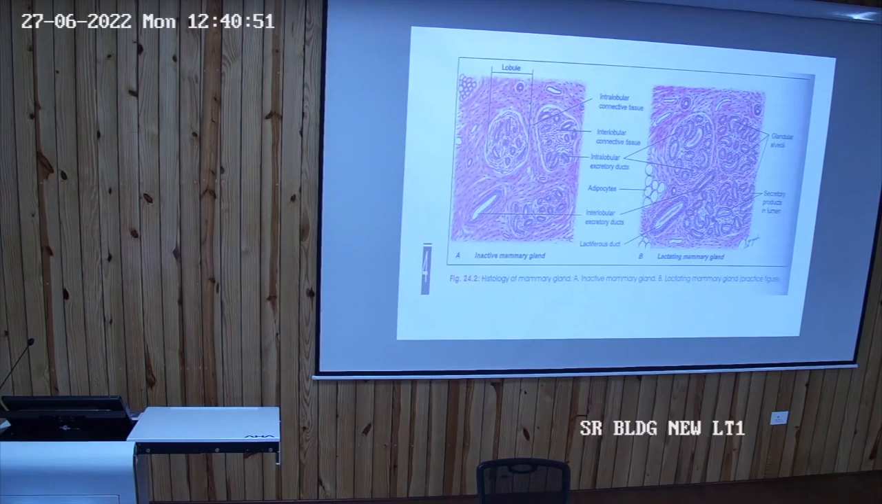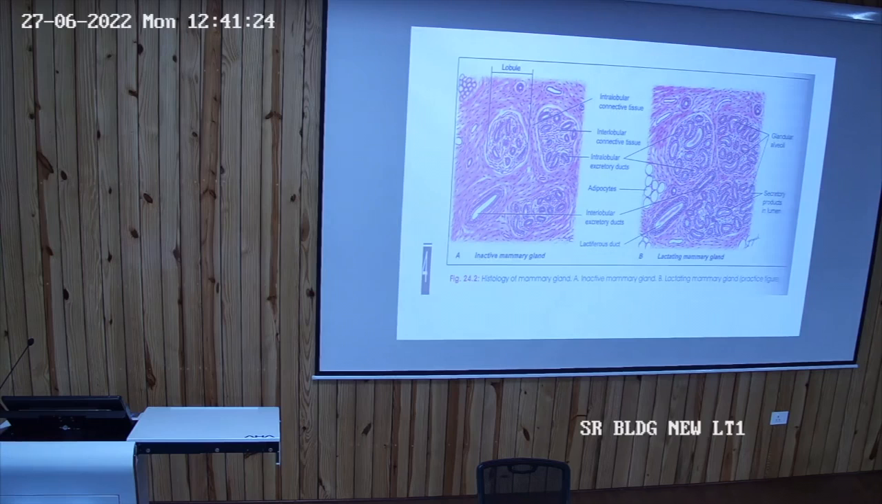See, in the inactive stage, the alveoli are very small in size. They are not fully developed. And the interlobular connective tissue mass is too much. As the alveoli will not be enlarged, naturally the connective tissue mass will be larger in size.